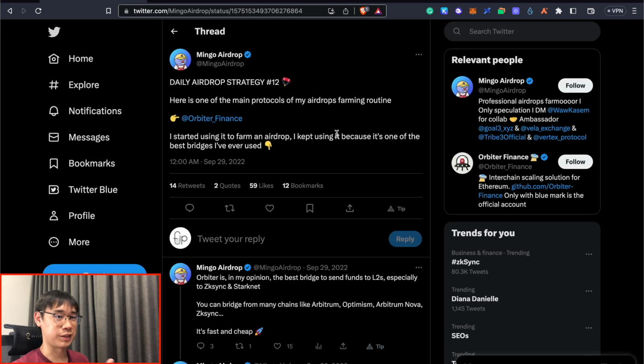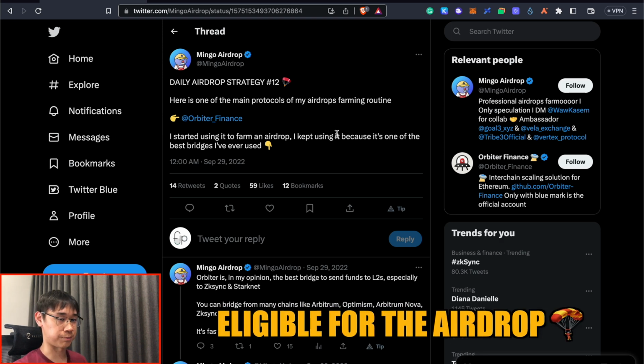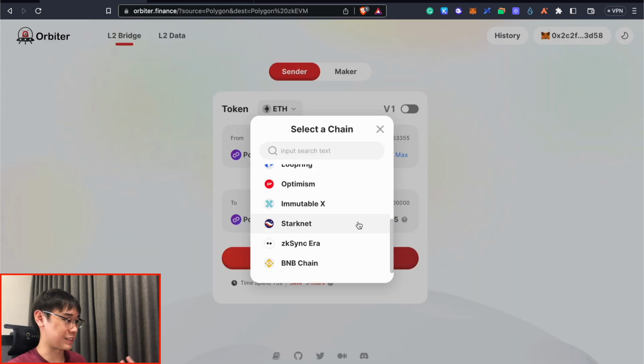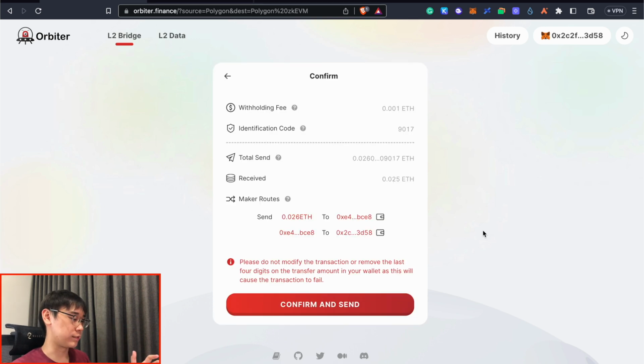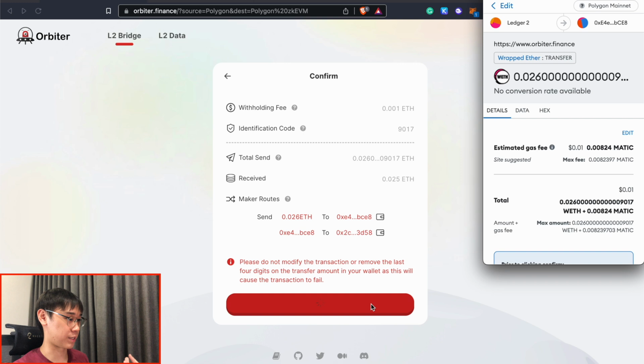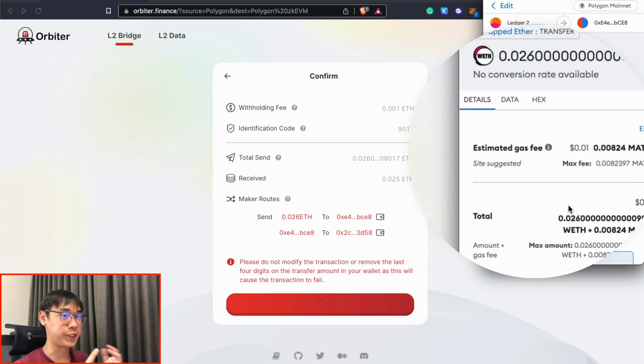This is because Orbital Finance has not released the token yet, so using this bridge to send your funds over may help you to be eligible for the future token airdrop. You can choose to bridge from the likes of any of these networks, but the network of choice that I'm using is Polygon. After looking through all of these details, you can confirm this transaction on MetaMask. So as compared to the $15 that you have paid if you use the Ethereum mainnet, I only need to pay 1 cent worth of Matic for this bridging transaction.